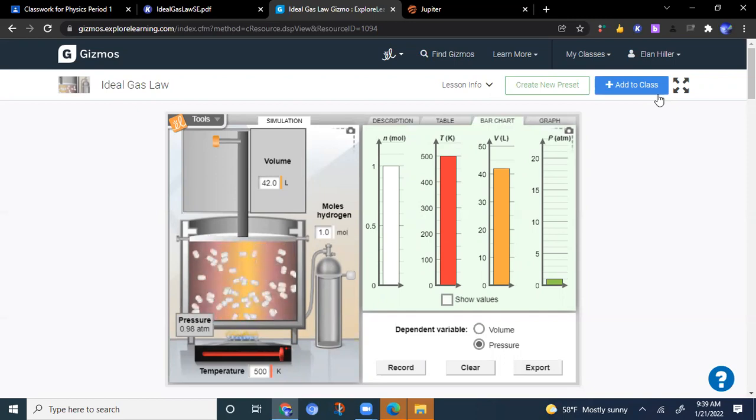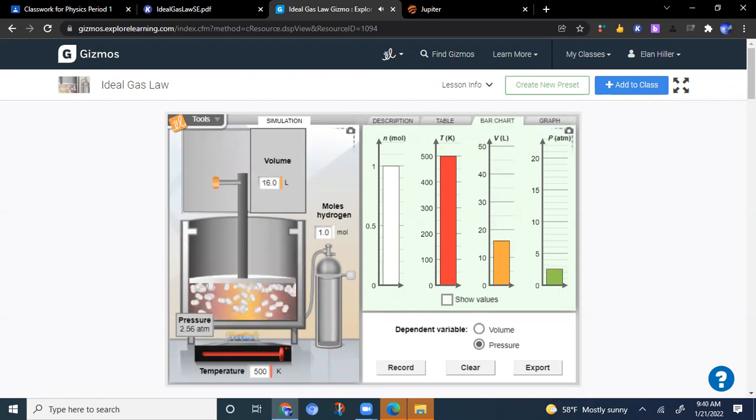What we're going to do is this. Watch this right here. Do you see the volume bar graph right here? You see the pressure bar graph? Watch the volume and the pressure bar graph as we lower this thing. So I'm going to lower the volume. What's happening to the pressure? Doesn't it go up by the same amount?